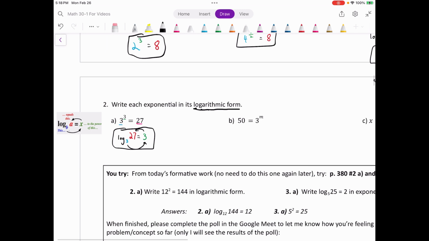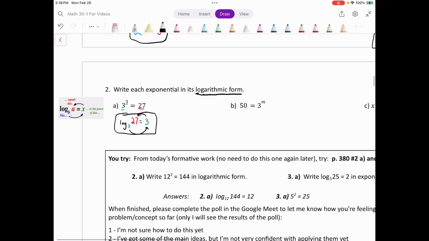Okay, 50 equals 3 to the power of m. Same idea. They're trying to throw us off a bit here by switching left and right side compared to how we might normally look at it. But 3 to the power of m equals 50. So log base 3, okay, 3 to the power of m equals 50. Log base 3 of 50 must be equal to m.